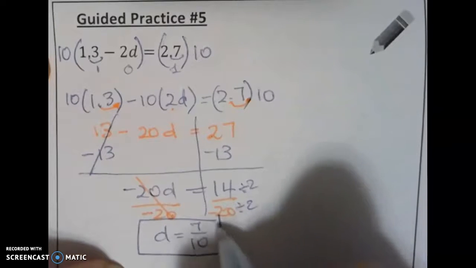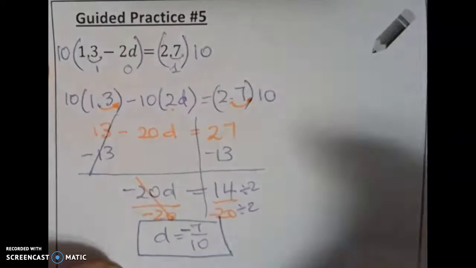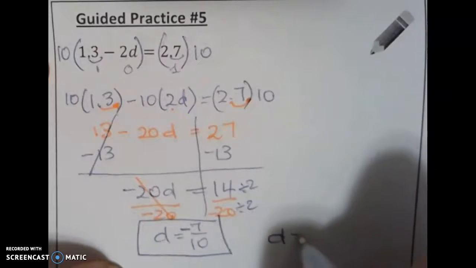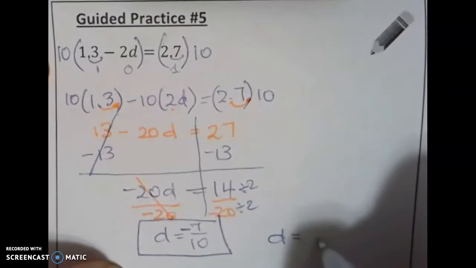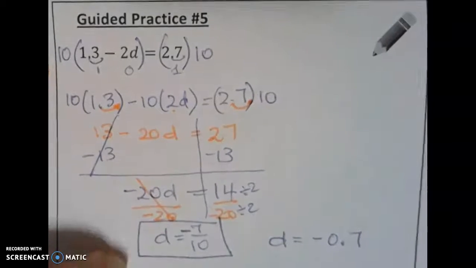Okay, and I have to not lose my negative sign here. Alright, you could have also represented this as d is equal to negative 0.7. That would have also worked as well.